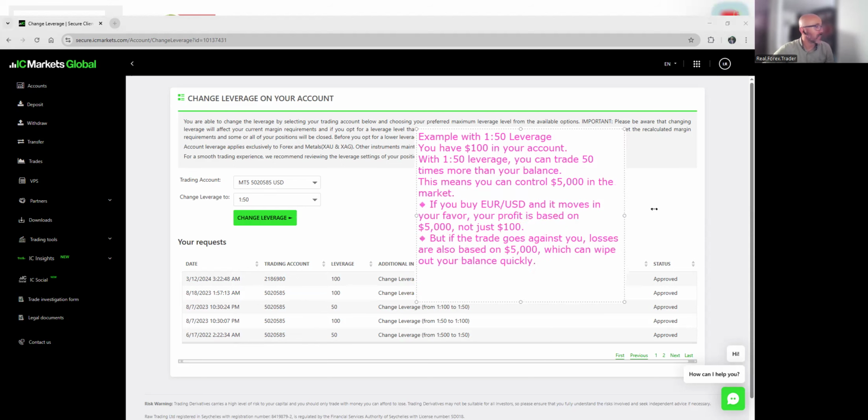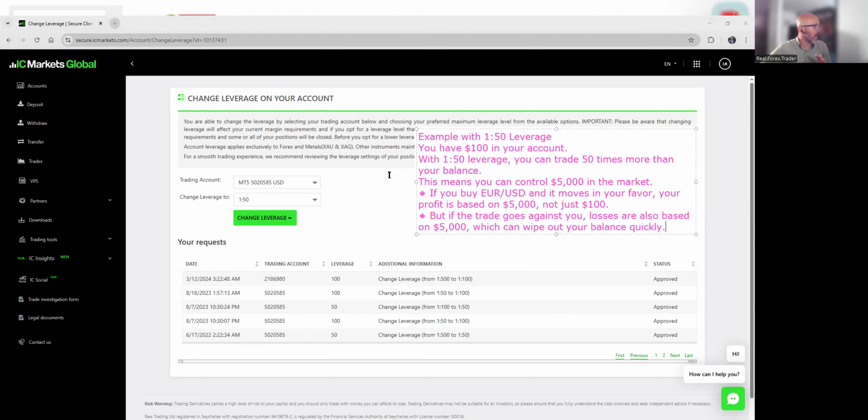What happens in my example to 150 leverage, right? Let's suppose I have in my account right now 150 leverage. So that is my leverage in here. And in my account, I have $100, right? With that leverage means that I can trade 50 times more balance, right?